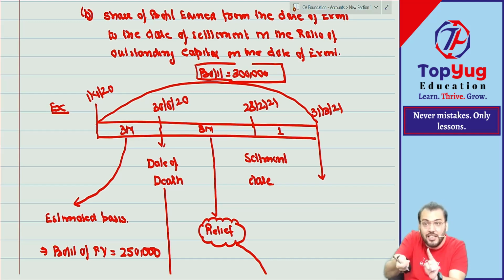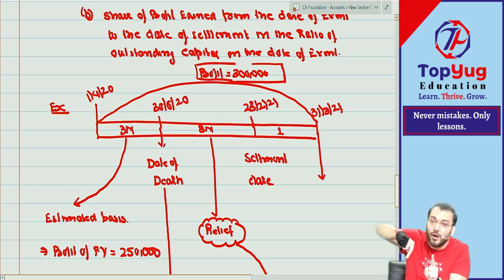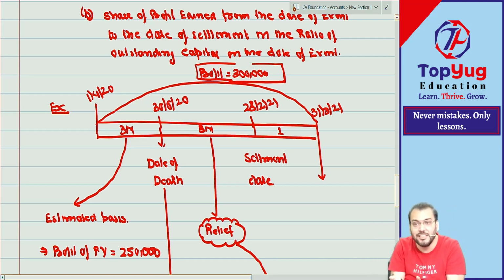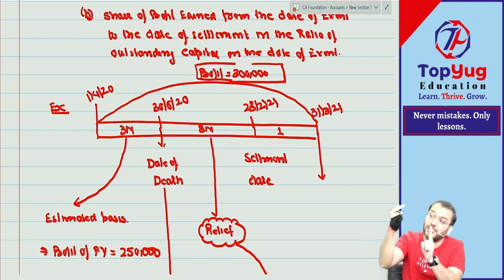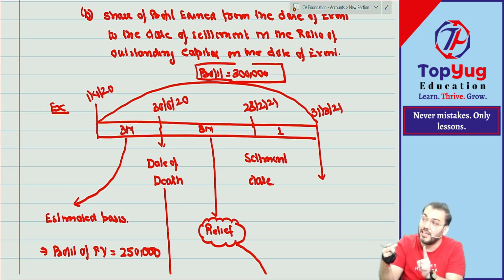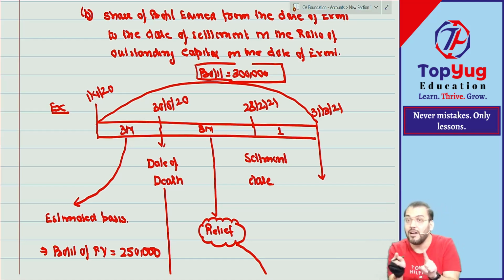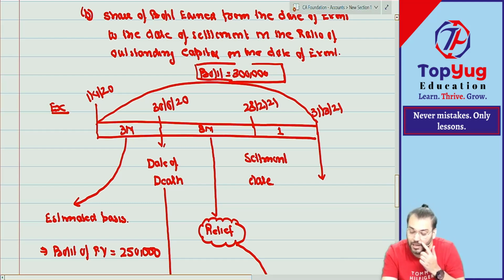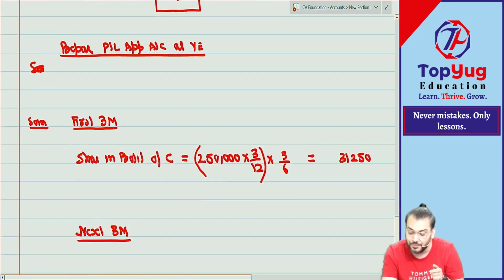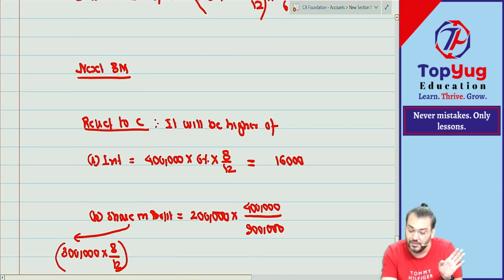Then we are giving share in that profit in the ratio of outstanding capital on which date? On the date of event. In full-fledged question, you need to first find out what outstanding balance at the on which date? On the date of event, because you need to prepare partner's capital account. But I hope you are understanding what I am doing.